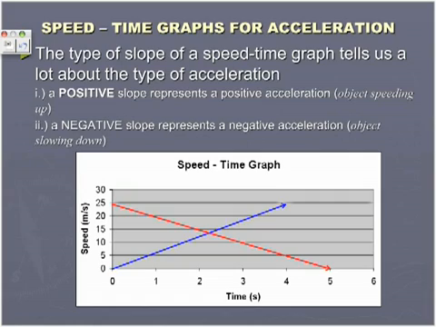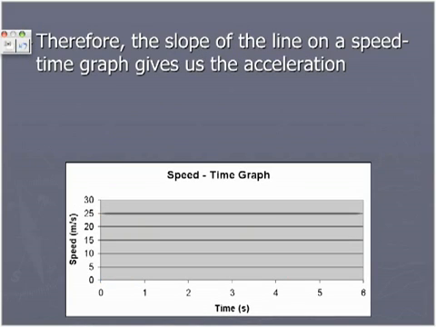So the blue line represents a positive slope, going in a positive direction, which means the object is speeding up. The red line is showing a negative slope, slowing down. So therefore, the slope of a line on a speed time graph gives us the acceleration. We looked at distance time graphs, and a distance time graph allowed us to calculate the slope, which would give us the average speed. But the speed time graph allows us to use the slope to help us calculate the acceleration.